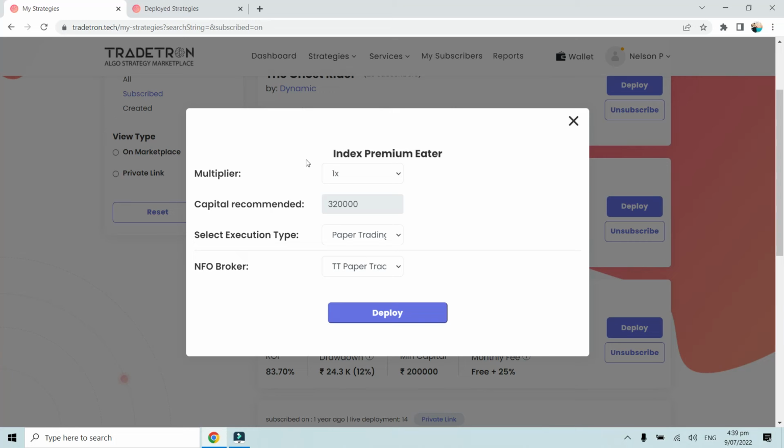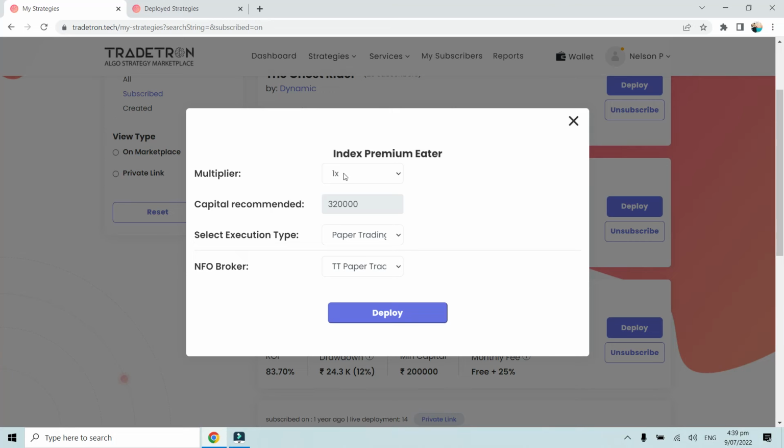So over here, I will explain these parameters. What does this parameter tell you? A multiplier of 1x means that this strategy requires 3,20,000 capital on a 1x multiplier, for selling one lot of call and put option of Bank Nifty and one lot of Nifty. That is what this strategy does. So that's why it requires 3,20,000 as capital.